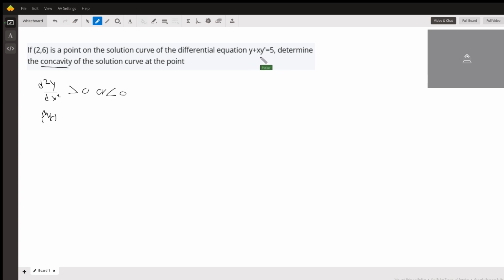Well, the first thing you're going to want to do is solve for y prime, so that when we take the derivative, we get the second derivative in a very simplistic state. If we did it now, there'd be product rule. That'd be kind of a mess. So we turn this into x y prime equals 5 minus y. Then we'll divide both sides by x. A lot of ways to do this. This is probably the easiest way.